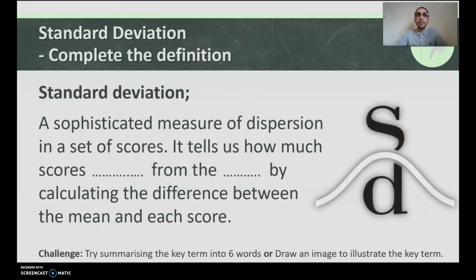So, standard deviation. It's a sophisticated measure of dispersion in a set of scores. It tells us how much scores differ or deviate from the mean by calculating the difference between the mean and each score.